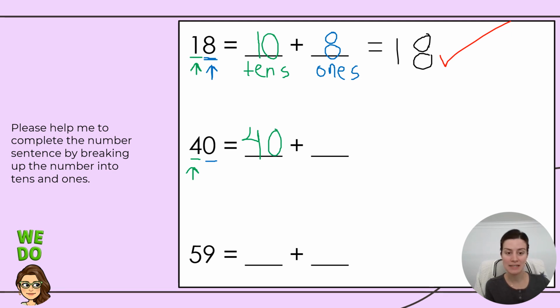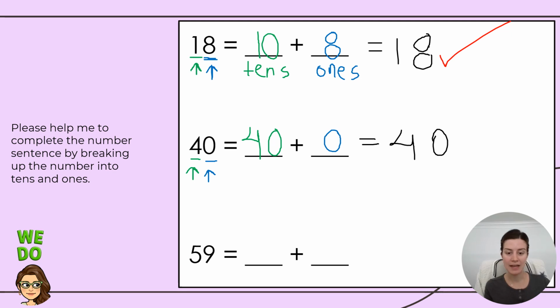Okay, what number is in my ones place? 0. Great job. So guys, you should have on your boards 40 equals 40 plus 0. Okay, and if I need to check my work, is that correct? Does 40 plus 0 equal 40? Yes, it does. I have 4 tens and 0 ones, which means 40 plus 0 equals 40.